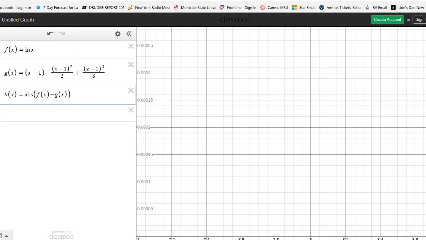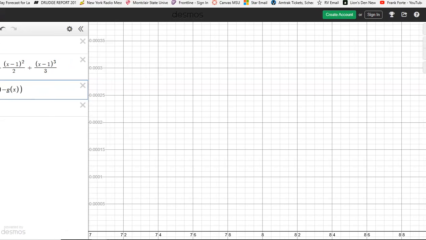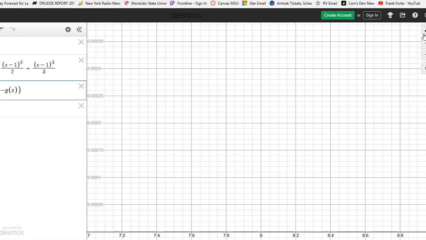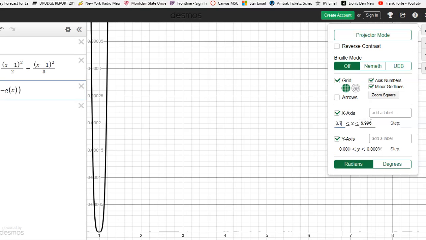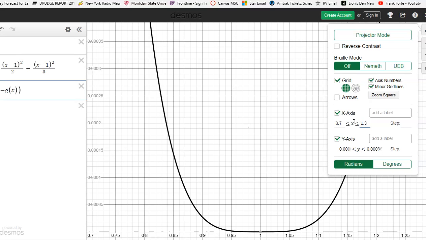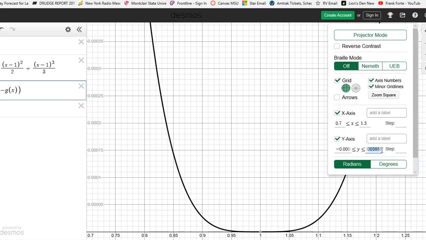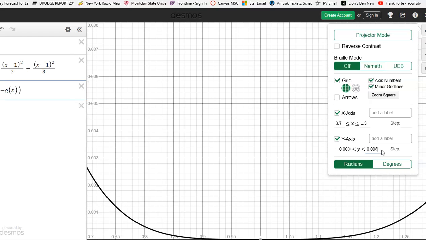I'm going to get rid of the other two because I really don't need them. And now we need some windows. Okay, what window settings am I going to use? We wanted to know how this behaves between 0.7 and 1.3. So the one we had for the last problem is a terrible window. So let's make this go from x equals 0.7 to x equals 1.3. And we also said that the maximum error that it gave us was 0.00843.